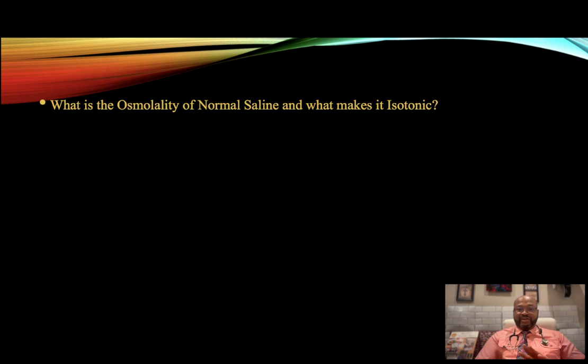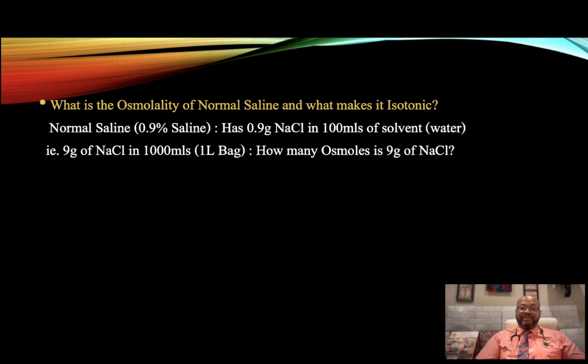So a little bit of calculation, maths, and chemistry here, just to give us an idea why we use the concentration of normal saline, the 0.9% saline that we use in the hospital. Normal saline, which is 0.9% saline, has 0.9 grams of normal saline in 100 mils of solvent, which is water in this case, which means that 9 grams of normal saline is in 1,000 mils, which is a liter bag, usually how it's prepared. So the question is, how many osmoles is this 9 grams of normal saline in the 1 liter bag?